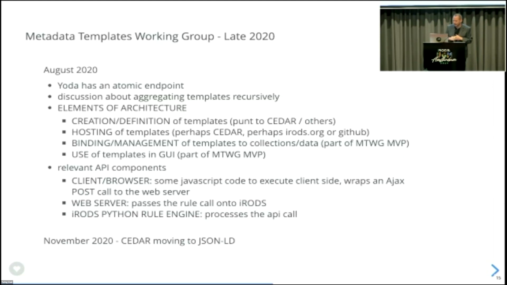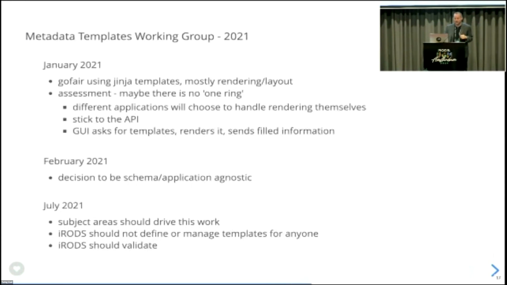The relevant API components then become the client, browser, the user person, right? The stuff in the middle, and then the rule engine to deal with it. And then we learned that Cedar was moving to JSON-LD, and we're like, I don't know anything about that. That sounds hard. Depending on other people, you have to have trust, right? So late 2020. Whoa, wait a minute. That's the same slide. Okay, 2021. I totally did these weeks ago, or last night.